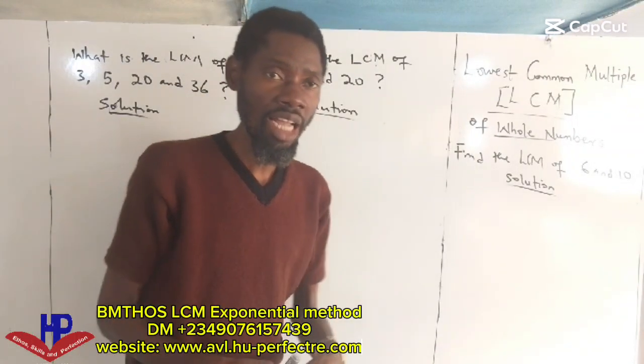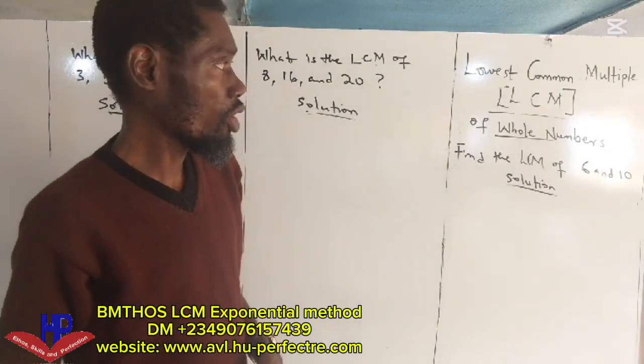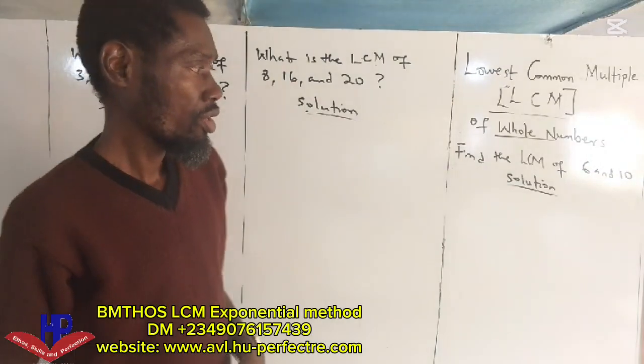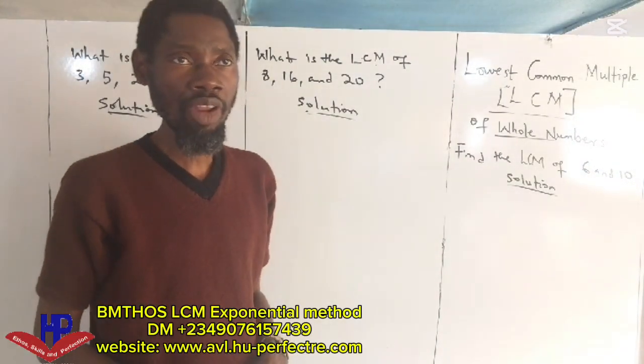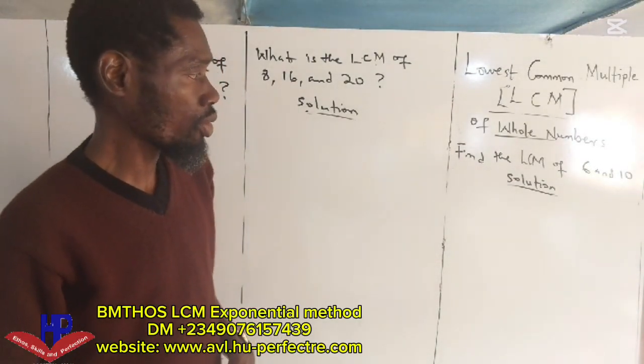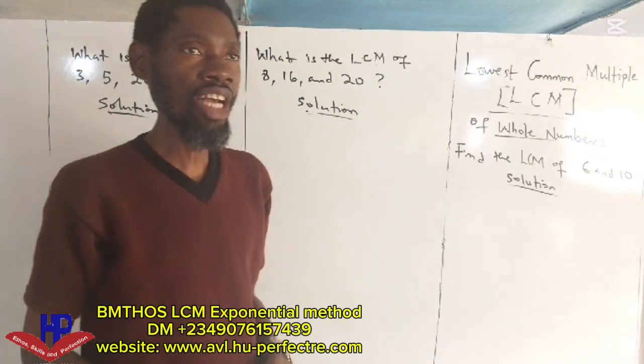Welcome back to another section, still on lowest common multiples. We've dealt with the tabular method in the previous class. Today I want to show you how to go about the exponential method.